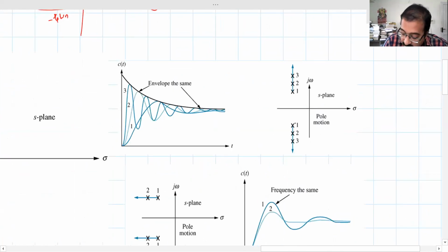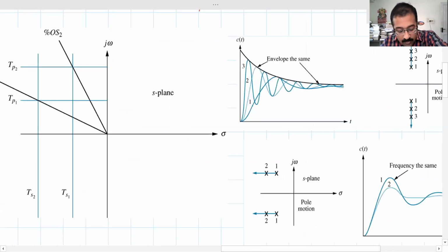Here you can see there's a system which has pairs of complex conjugate poles at 1 1, 2 2, and 3 3. Wherever the pole locations are along the same vertical line, it is giving almost the same settling time. Envelope is same, so settling time will be more or less constant, because settling time is determined by the real part, which is 4 divided by zeta omega n. So long as zeta omega n remains the same, that means the vertical line remains the same, your settling time must also be constant.